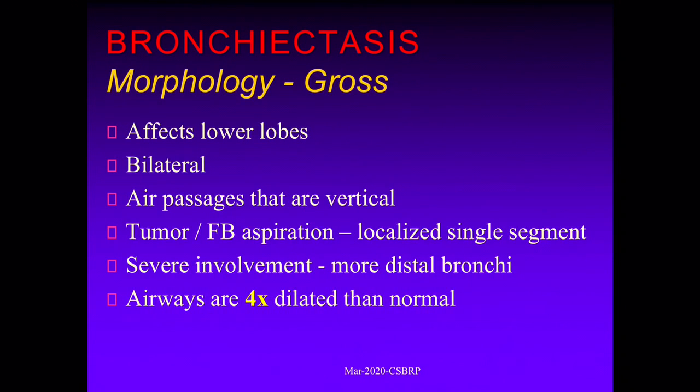Morphology: usually bronchiectasis affects the lower lobes, bilaterally, and the air passages in the lower lobes are vertical, so they are more susceptible to bronchiectasis. If bronchiectasis has a basis in obstruction by a tumor or foreign body, then it may be localized to a single segment of the lung. Air passages are almost 4 times more dilated than normal.